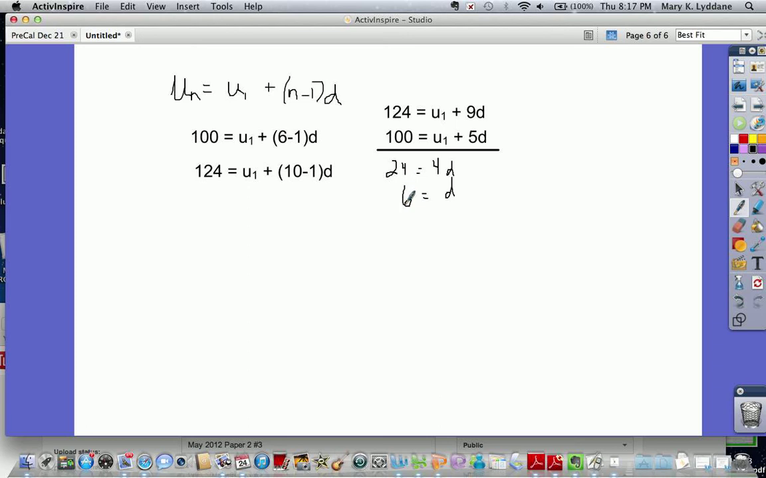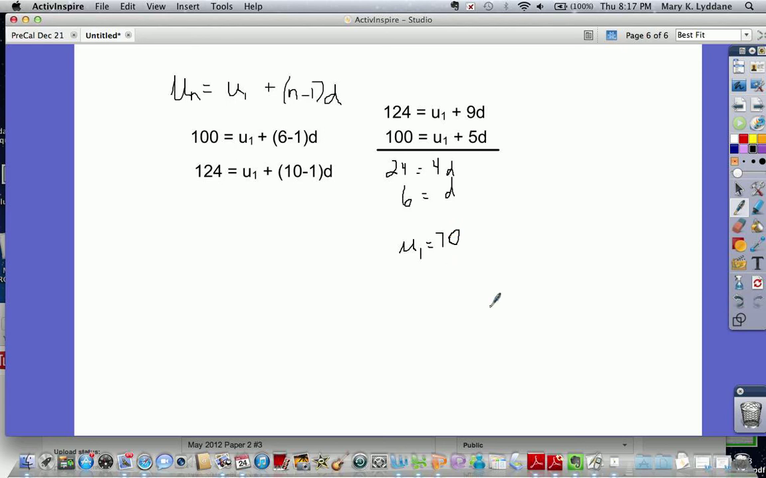Now let's see. I kind of got sidetracked from the problem and just started working away. We wrote down our 2 equations. We found the value of d. Now we need to find the value of u sub 1. So we're just going to plug back into one of the equations. It doesn't matter which one. And we can solve for u sub 1. So u sub 1 is equal to 70. So there's 70 seats in the first row, and then there's 20 rows altogether, and each successive row goes up by 6. That was the common difference.